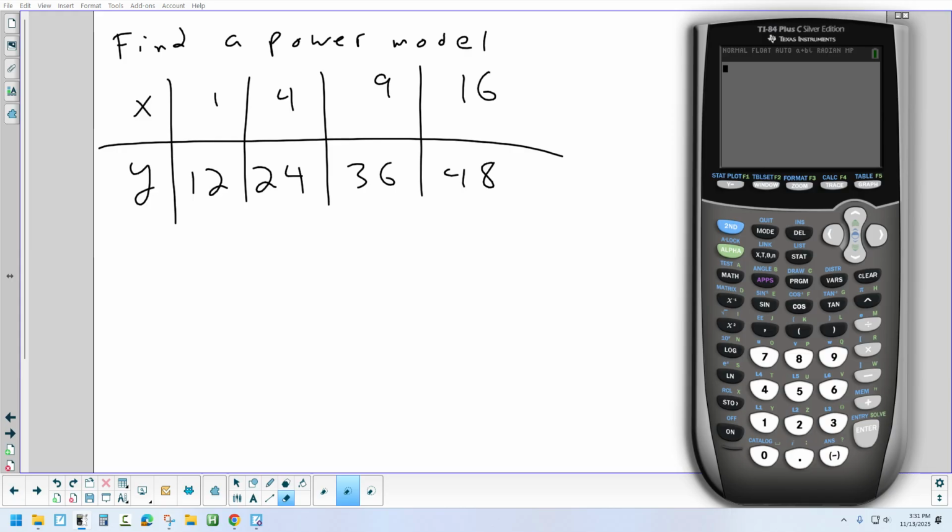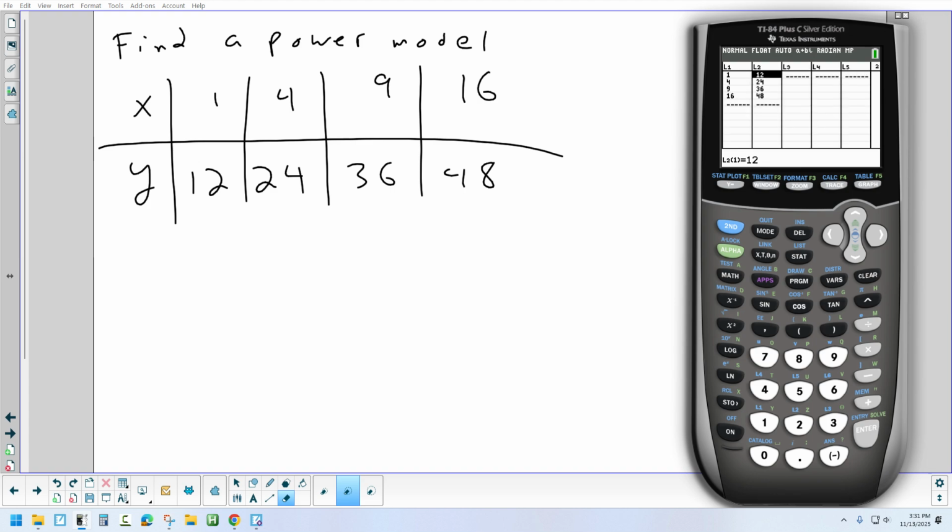I created that. So, stat, edit, and magically I just already have them in the table. So that's really handy. On the test, that probably won't happen. You'll have to type in different numbers, but you'd have to put in all your numbers. Okay, so now we've got all the data in the table. What do we do after it's in the calculator?